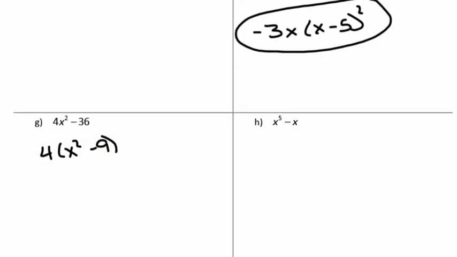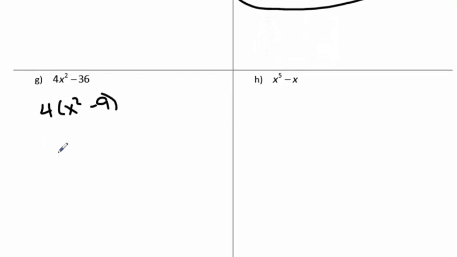Now it's only two terms, so we want to see if it's a difference of squares. If it's a difference of squares, we can factor that some more, and it is. 9 is a perfect square. So it's going to be 4 times x plus 3 and x minus 3.